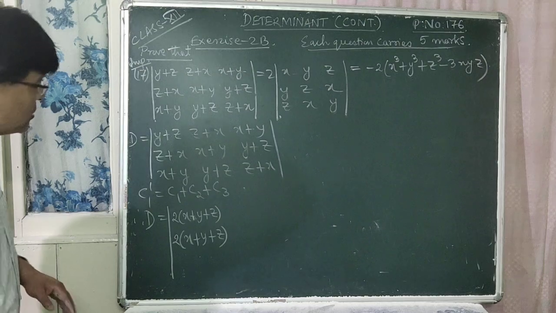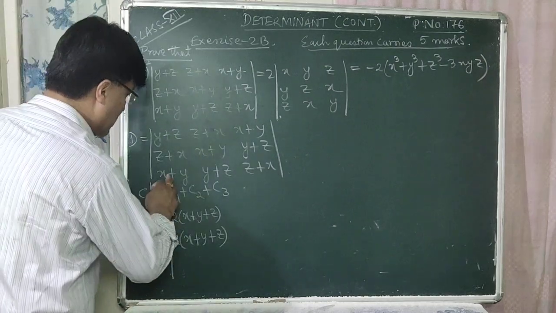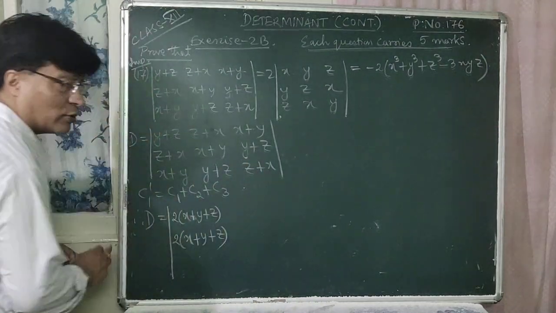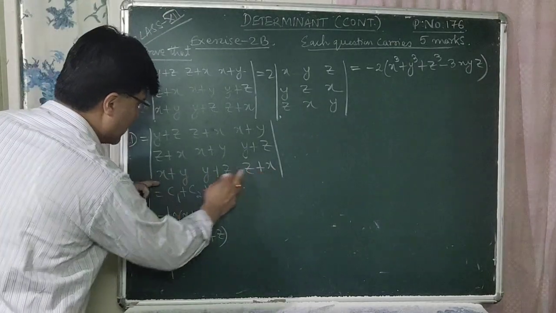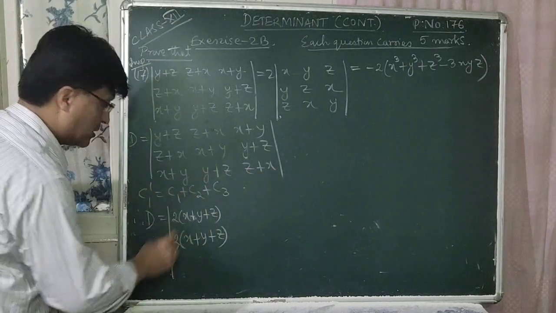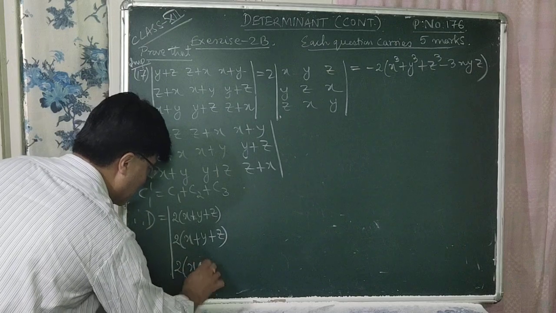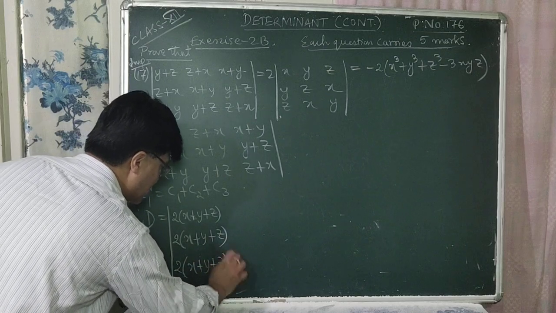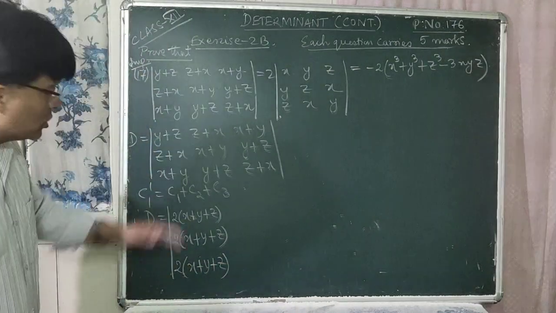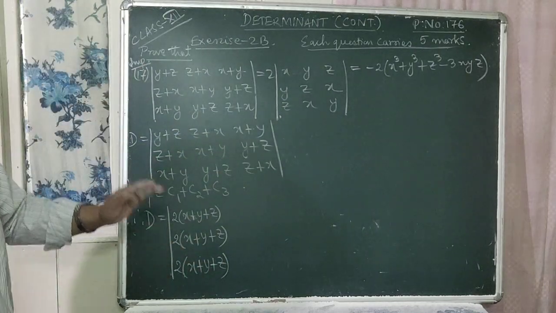And the next one is, what is the next one? All the elements of the third row are added. X plus x 2x, y plus y 2y, z plus z 2z. Here also 2 is taken common. X plus y plus z. Here, so this is the new first column.